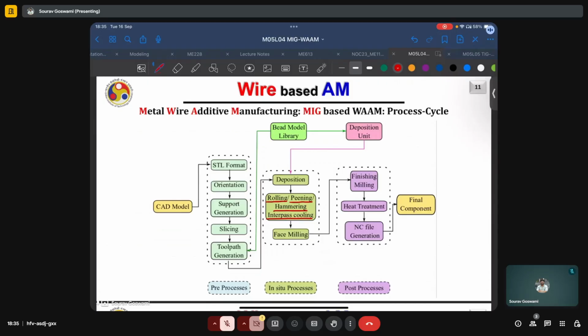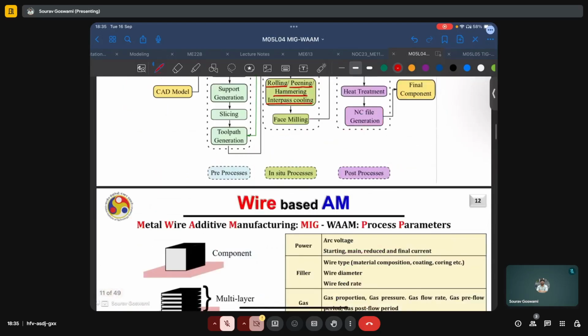You can also have a face milling step, either for maintaining just the Z height accuracy, or if we want a thinner deposition than the minimum bead width allowable by a process. In that case, we can face mill. And then we have the typical finishing processes, which might include milling, heat treatment, and then we get the final component.